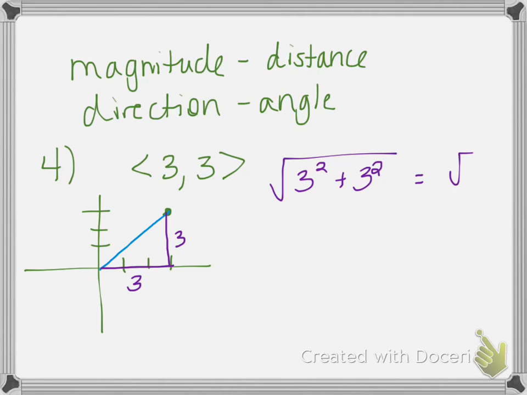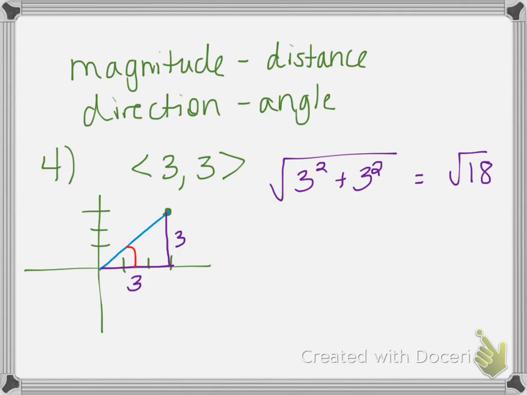That's the square root of 18. That's the distance. I also want to figure out this angle. Whenever you make the triangle, the angle with the x-axis is the angle that you're looking for. Now, there's several ways I can figure out the angle. I'll show you a couple ways so you can do it whichever way you want.